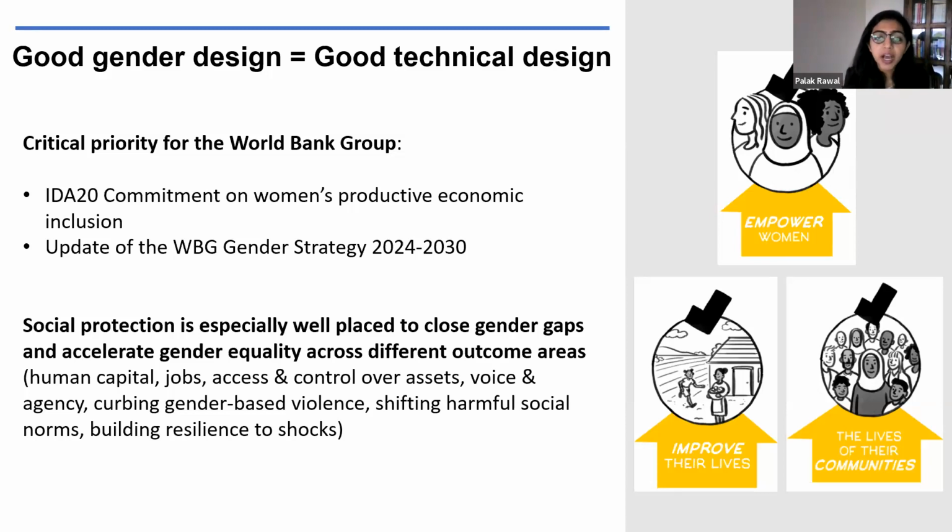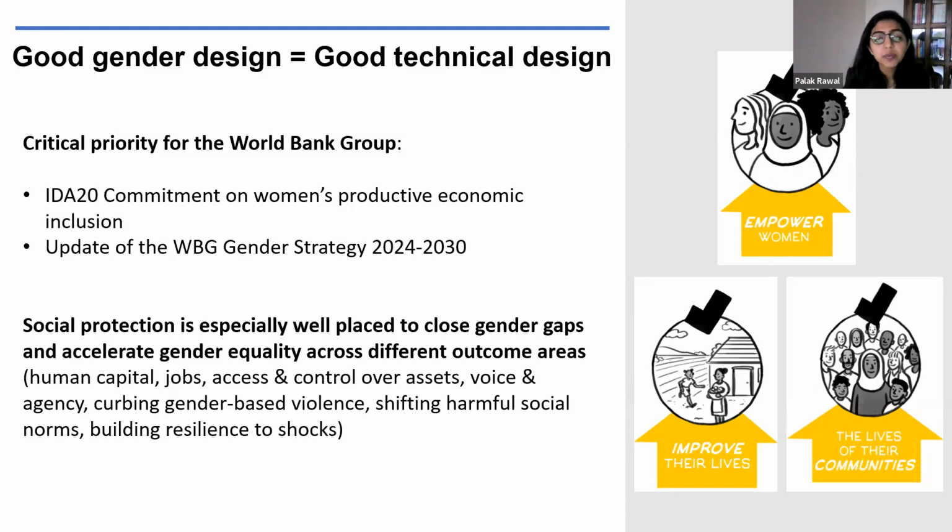For the first time, IDA 20 has a commitment on women's productive economic inclusion, recognizing its importance in accelerating economic recovery. The World Bank Group is currently also updating its gender strategy to reinvigorate the organization's work on gender. For social protection specifically, we have a large body of impact evaluations demonstrating that social protection investments close gender gaps in human capital, women's access to jobs, assets, and opportunities, while also improving their voice and agency.